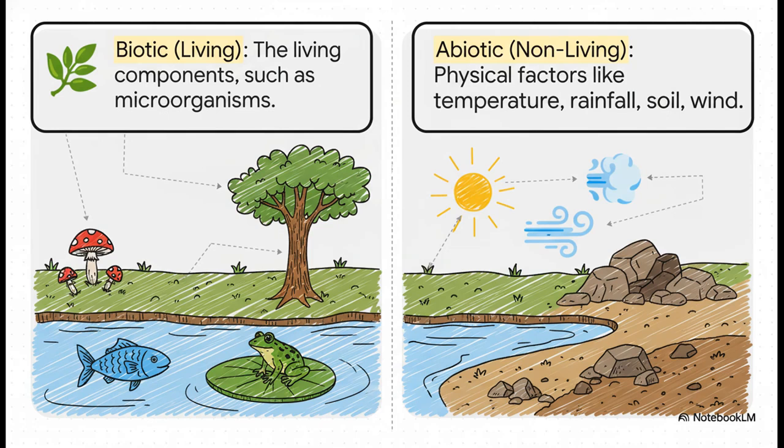Now, this is very important for your exams. Every ecosystem has two main components. First, we have the biotic components. That's everything that is living, the plants, the animals, and all the tiny microorganisms. And then we have the abiotic components. These are the non-living things, like the temperature, the soil, the wind, and the rainfall. Both are essential for an ecosystem to work.